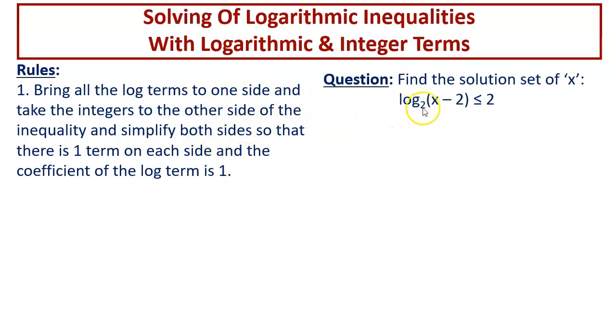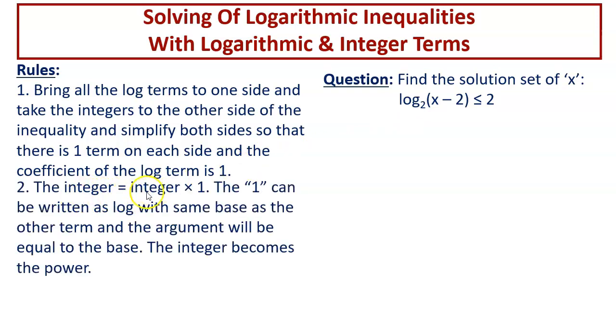But in case we have multiple terms, we have to simplify and get a single term on the left side and a single term on the right side. The left hand side will be containing the logarithmic term. The right hand side will be containing the integer term. And the coefficient of the logarithmic term should be equal to 1. If it is not equal to 1, you have to take the coefficient and make it the power of the argument. Okay, so we move on to rule number 2.